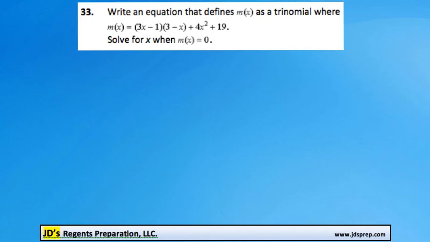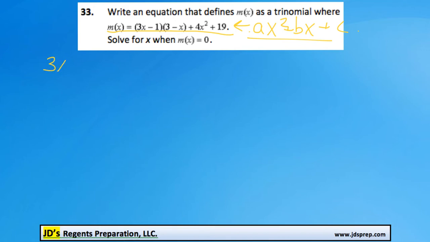This is problem number 33 from the June 2014 Algebra Regents exam. In this question, we're being asked to write an equation that defines m of x as a trinomial, where m of x equals this lovely mess. Essentially what we need to do is expand and turn this into a trinomial where we have an x squared term, an x term, and a constant, or ax squared, bx, and a c term. That's what our goal is, okay?